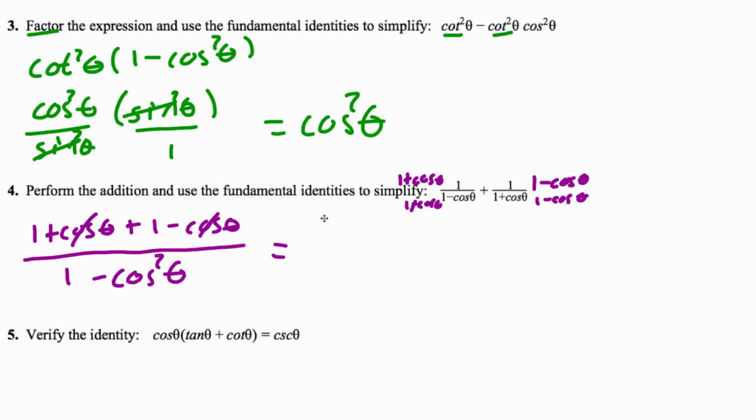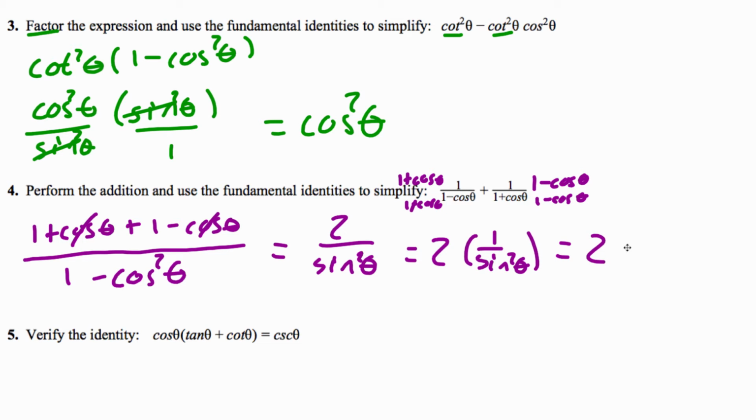And we've got 1 plus 1, so I guess we've got 2 left over on top. On bottom, we can use a Pythagorean identity to replace that with sine squared of theta. So now we've got 2 over sine squared, but having 2 over sine squared is really like 2 times 1 over sine squared. And just like we mentioned earlier, we don't want to leave our answers as fractions if we can avoid it. So I'm going to use a reciprocal identity to make that 1 over sine squared into the cosecant squared of theta.